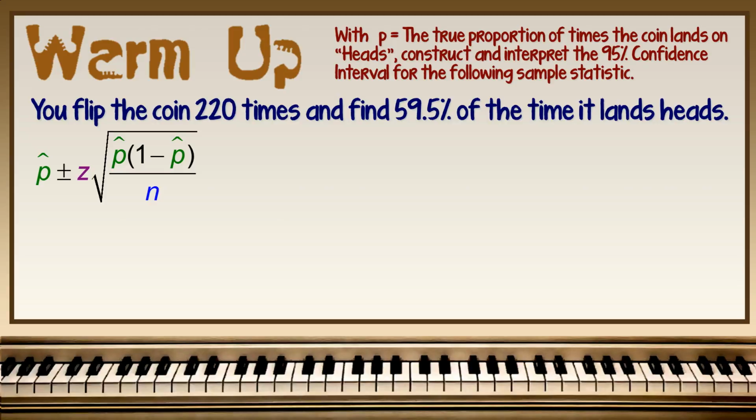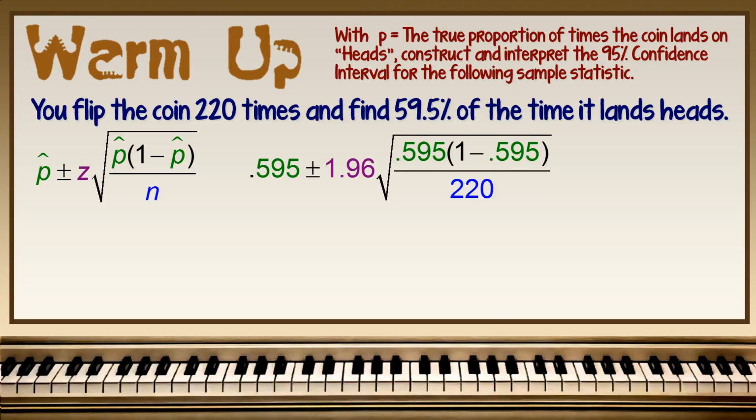So notice the parameter has already been defined. P is the true proportion of times the coin lands on its heads. You're going to construct and interpret a 95% confidence interval for a sample statistic given below. Pause the video here and try to answer this question on your own, and then hit play to see how well you did.